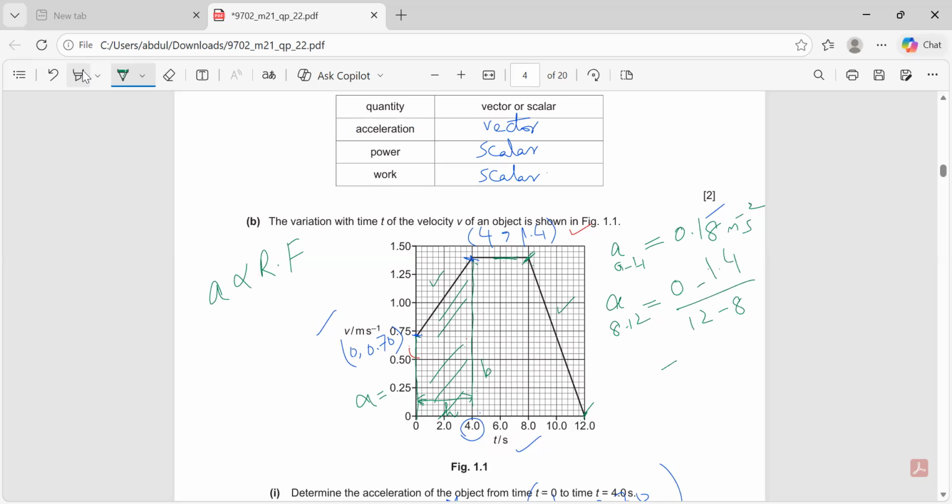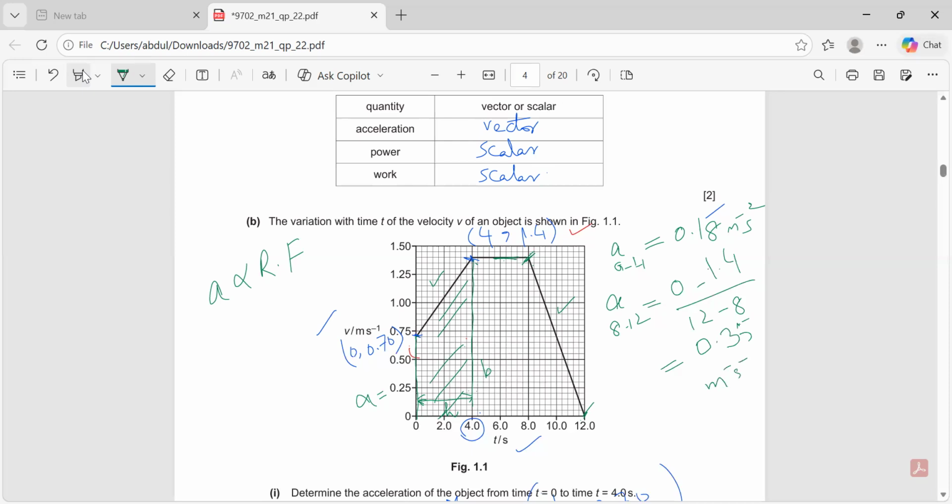And T is 12 minus 8. So when I'm calculating this answer, 1.4 divided by 12 minus 8, which is 4. So the answer comes to be 0.35, 1.4 divided by 4.